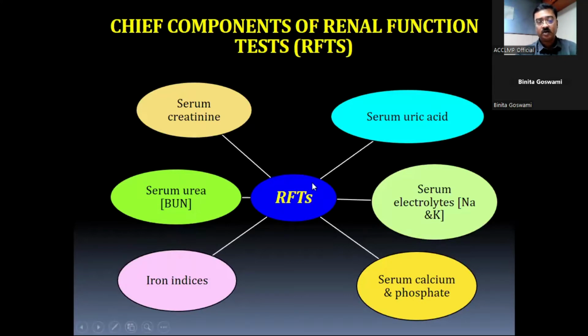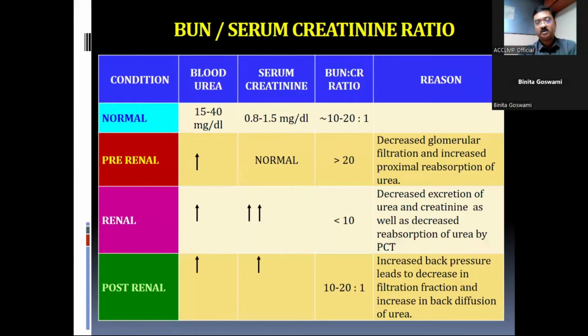So now the kidney is another multitasker. If you want to diagnose kidney conditions, you have to check so many things, like serum creatinine, uric acid, BUN, electrolytes, calcium, phosphate, and iron indices. The kidney serves so many functions. That is why if the kidney is damaged, so many parameters may get affected. So I kept all under one umbrella of renal function tests and will describe one after another. First, we talk about the BUN creatinine ratio.